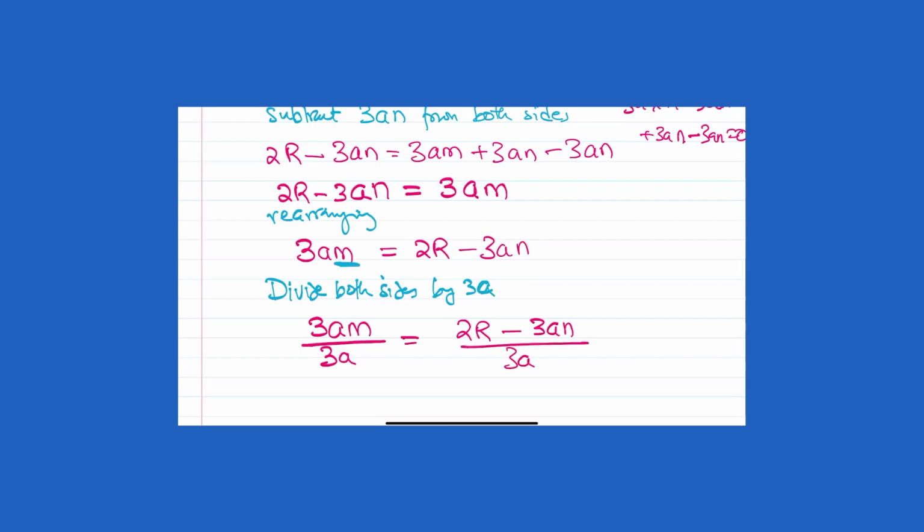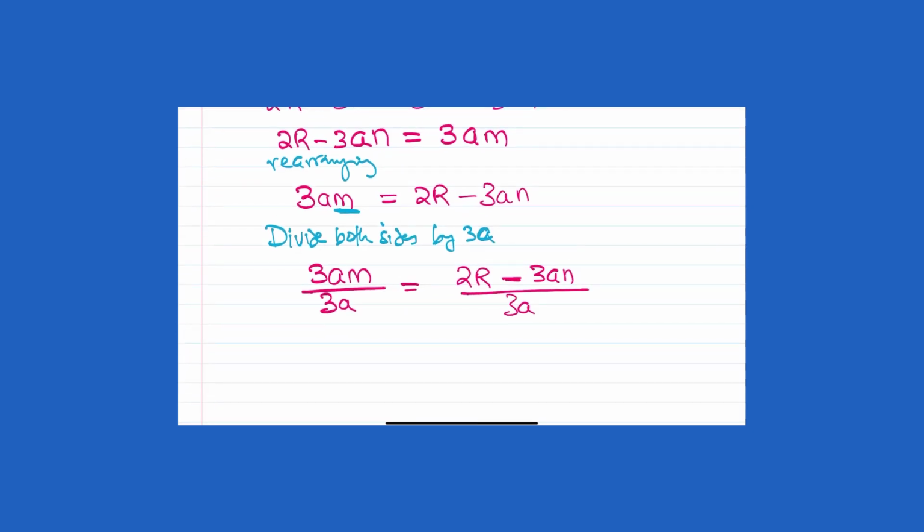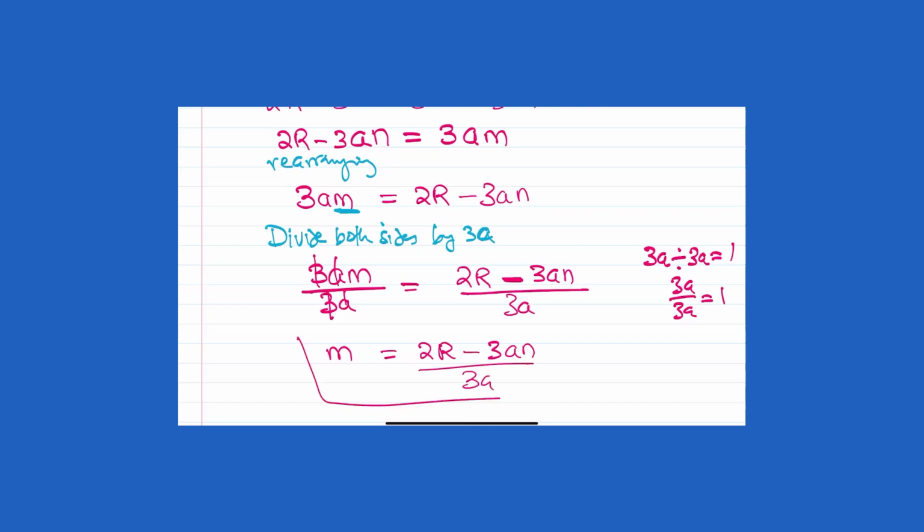So the 3a on the right hand side cannot cancel out because of this operation, negative. But on the left hand side, we can take 3a divided by 3a, and that will give us 1. It's like we are saying 3a over 3a equals 1. Now you can see what happens. We are left with m, and the new equation will become 2r minus 3an over 3a. So this becomes our new equation.